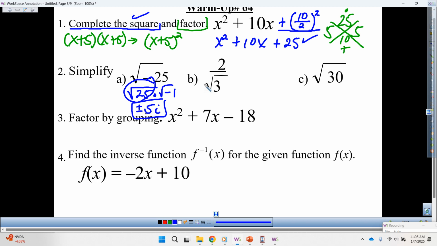Part B, we can't have a square root on the denominator. I'm going to go over this one more time. So I multiply the top times square root of 3 and the bottom times square root of 3. So that gives me 2 square root of 3 over square root of 3 times square root of 3 is square root of 9. So numerator, 2 square root of 3. What is square root of 9? 3, and we're done.